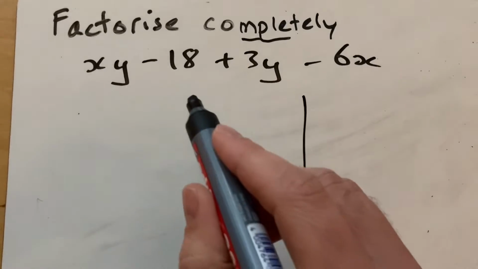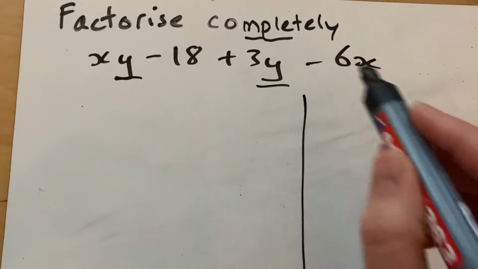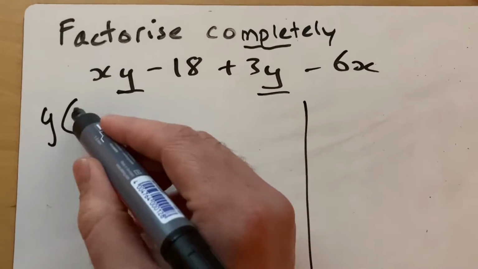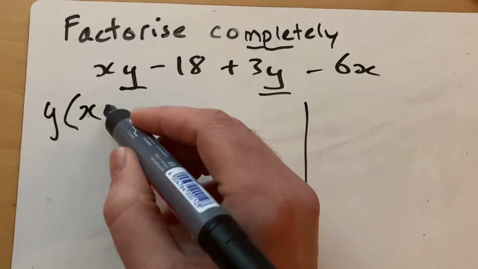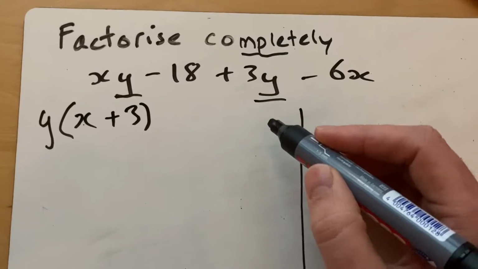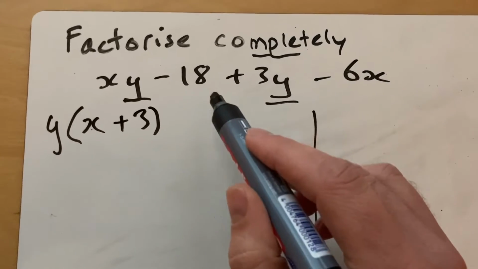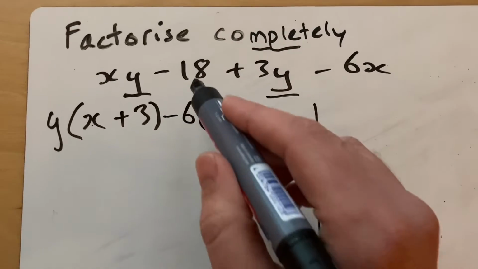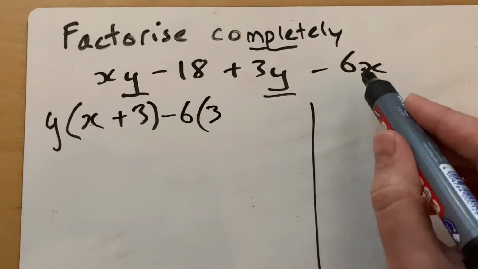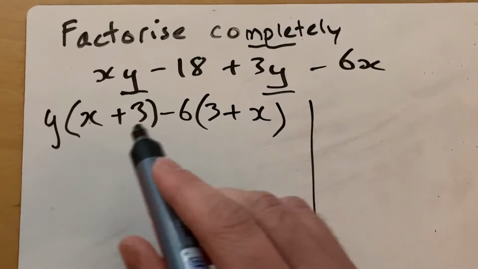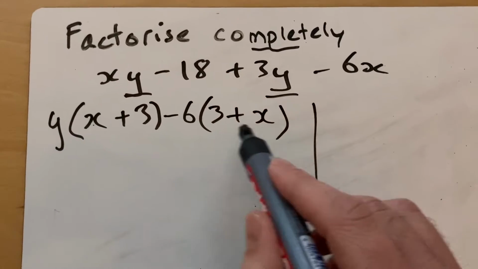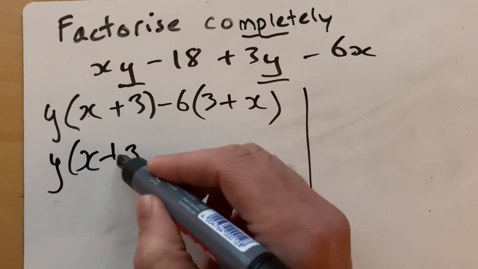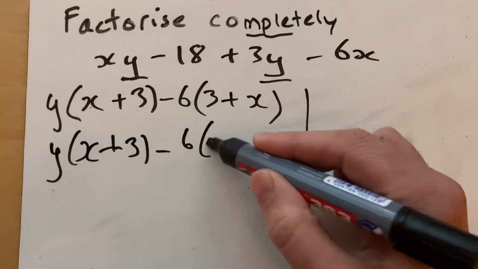The first is I'm going to look at the y terms there, and I'm going to factorize out the y just from those two. So if I take out y from that, I'm left with x. If I take out y from that, I'm left with 3. Then if I look at the two remaining terms, they're both multiples of 6, in fact, minus 6. So I'm going to take out minus 6 from that. Minus 6 from that, I'm left with 3. Minus 6 from that, I'm left with positive x. And although that's x plus 3 and that's 3 plus x, they are the same thing. I can flip that around. So y bracket x plus 3 minus 6 bracket x plus 3.